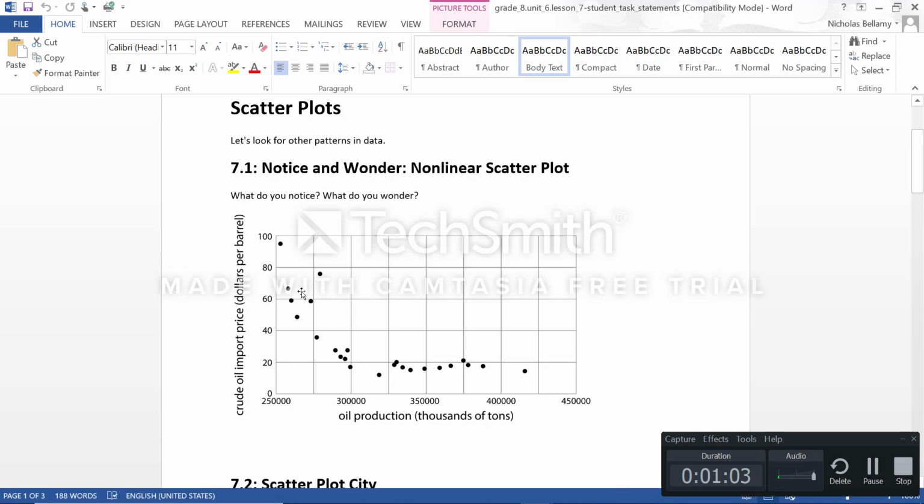So we know it does start here. Your y-intercept is going to be up here, past 100 units, or $100 per barrel. And then it's going to trend down negatively and taper off and kind of get stagnant here, right? And then also, one of the things you'll look at is that as the cost in dollars decreases, the oil production in tons is increasing. So that'd be something you want to notice and wonder about as well.